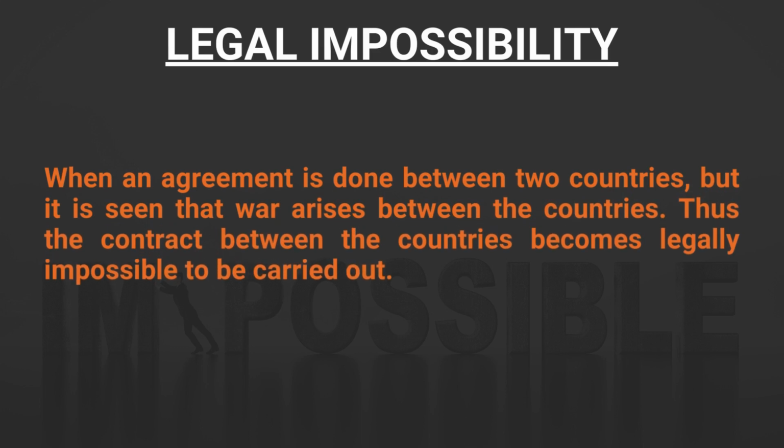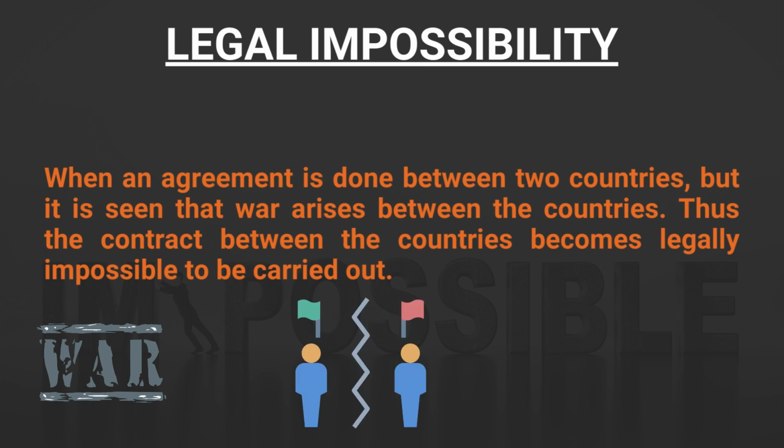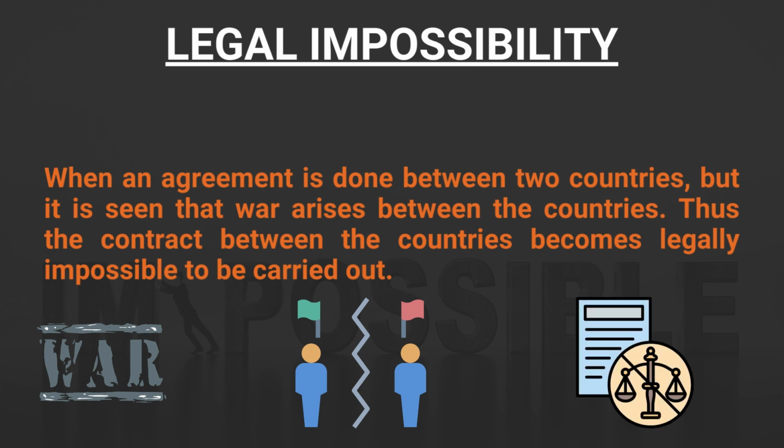This is basically the impossibility when an agreement is done between two countries, but now it is seen war arises between the countries. So now the contract between those two businessmen across those countries becomes illegal, legally impossible to be carried out. Just like if any Russian party has entered into a contract with a Ukraine party and now war is still going on, both parties will not be able to impose those obligations on each other.